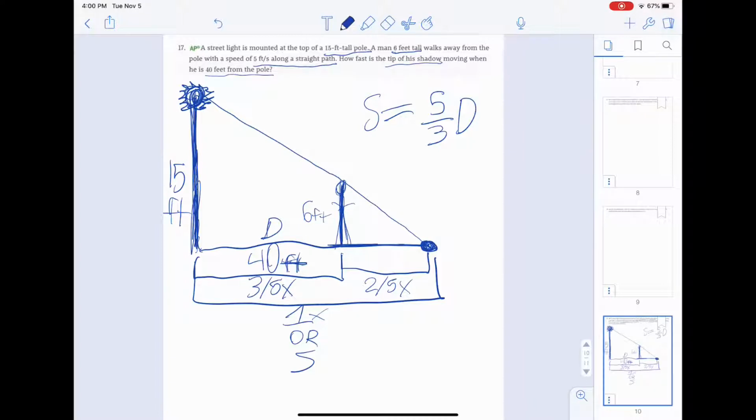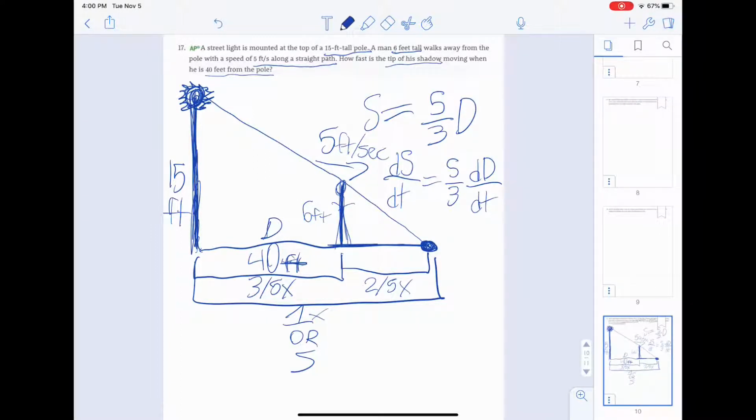Now to find the derivative, we take dS, the derivative of the distance from the pole to the shadow with respect to time, which when using the derivative laws is 5/3 of the derivative of the distance from the person to the pole with respect to time. Now dD over dt is how fast the person is moving with respect to the pole, which is 5 feet per second. So we just plug that into dD over dt.